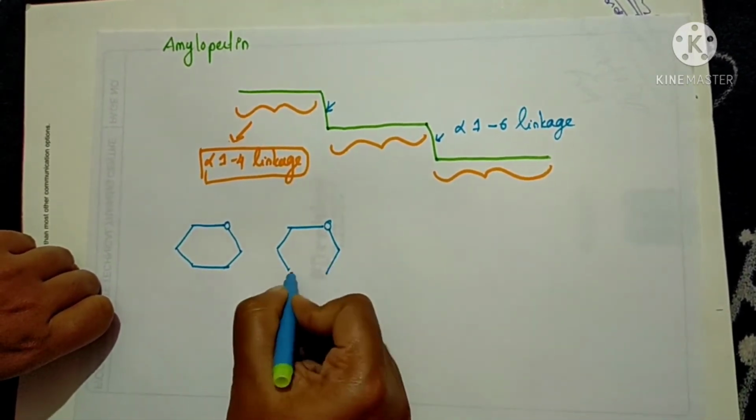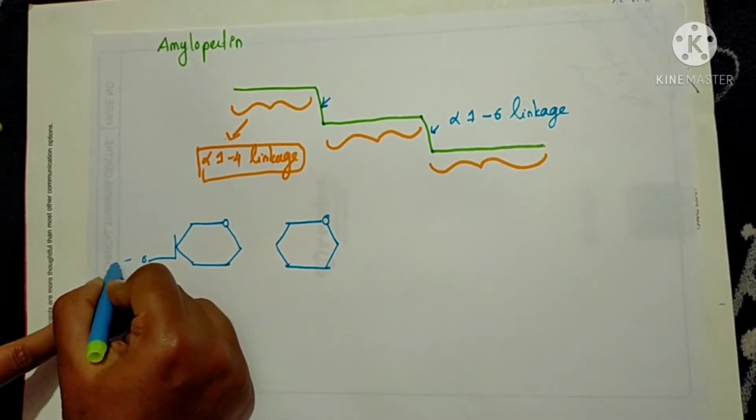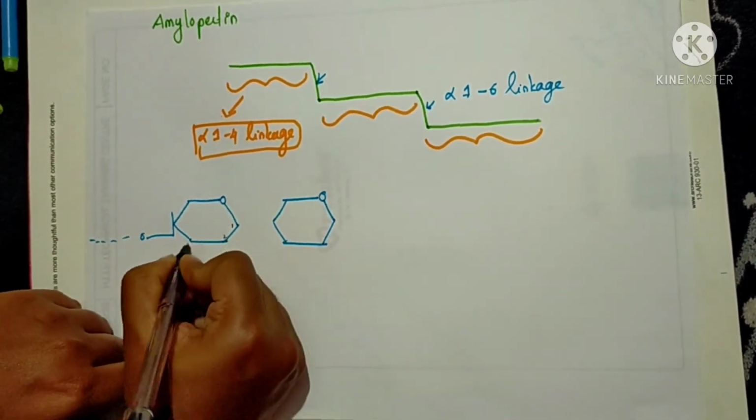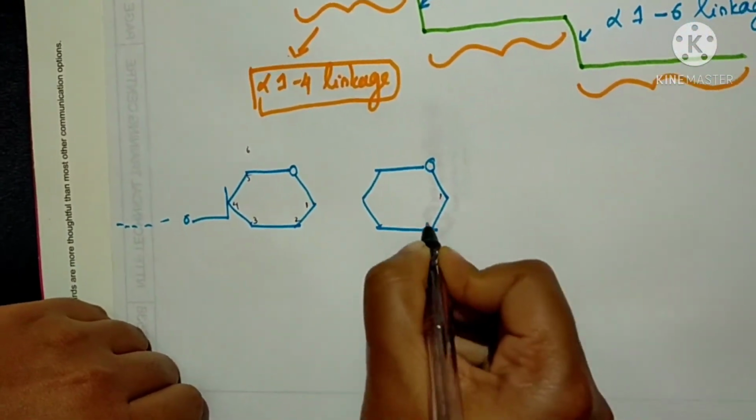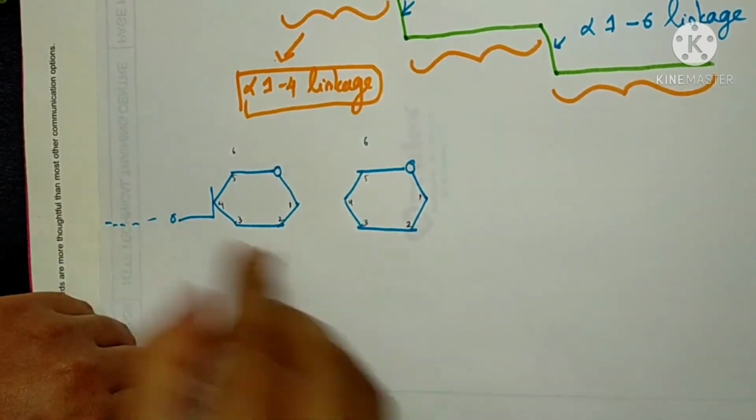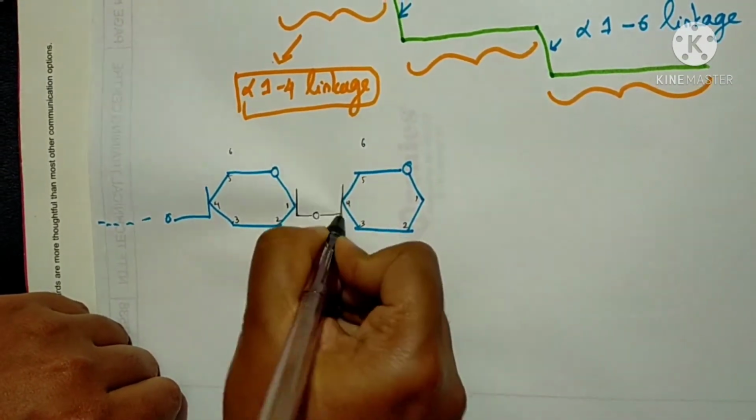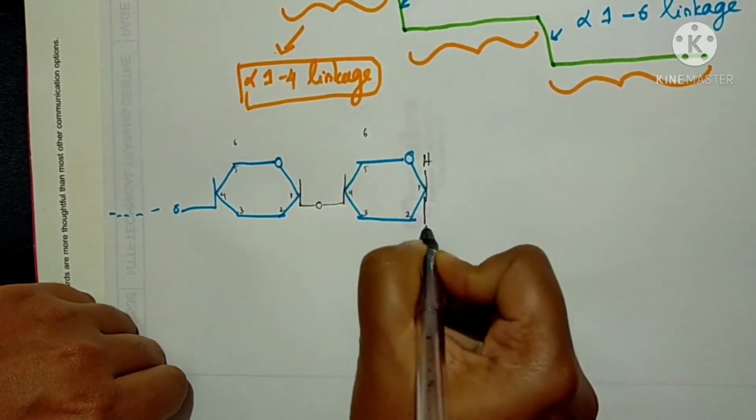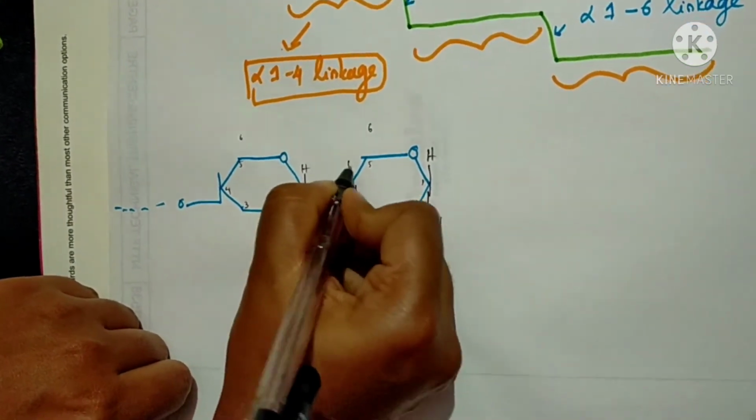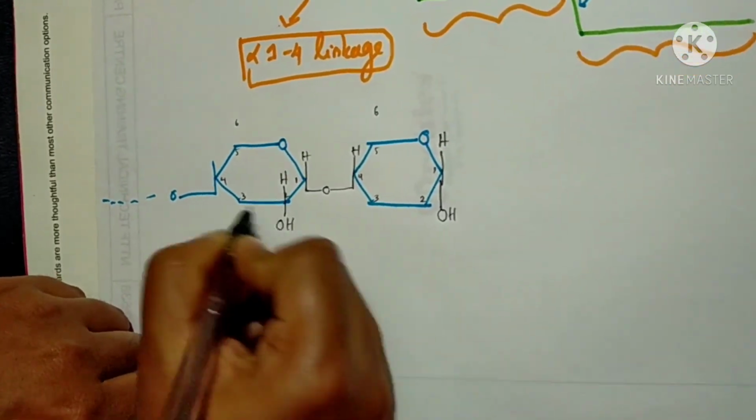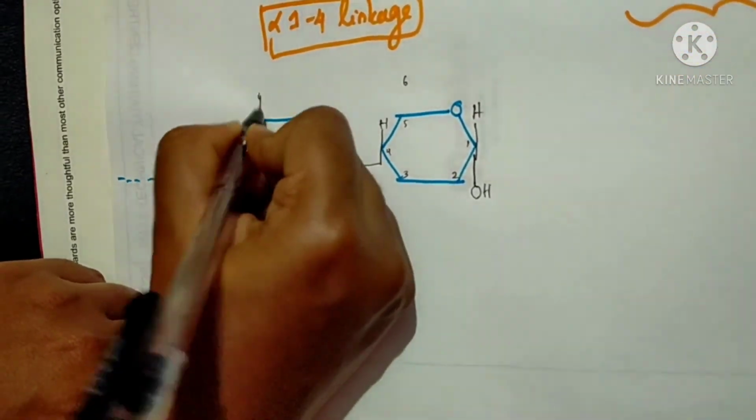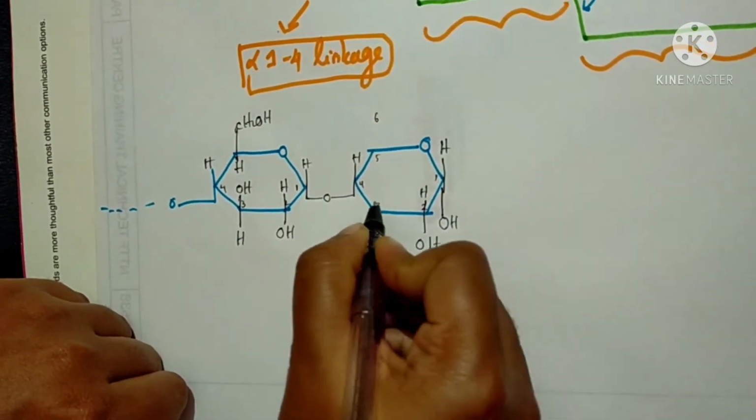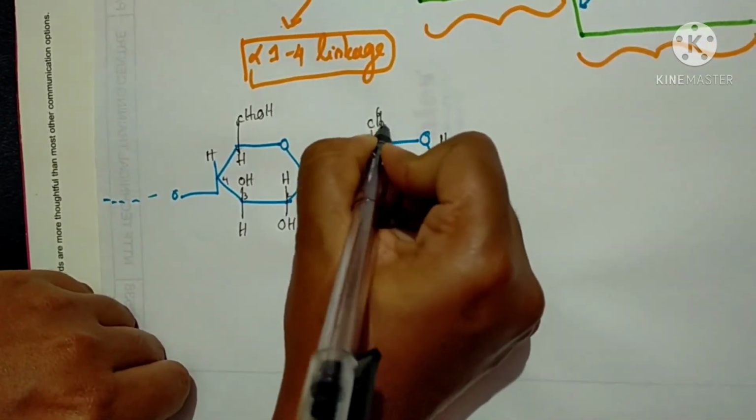Here I am drawing two glucopyranose ring structures and just numbering them. Just filling the bond, alpha 1,4 glycosidic linkage. Next, in the second glucose unit, I am drawing all the atoms and just filling them in.